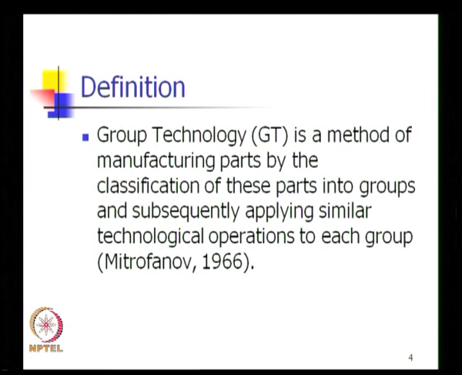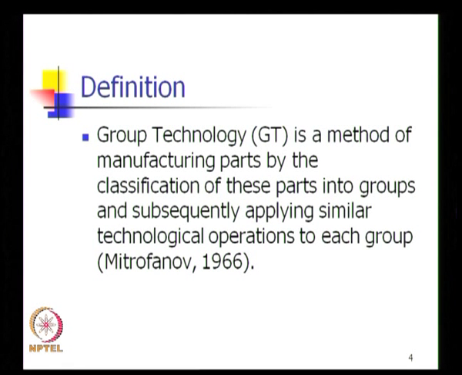A very traditional definition is: group technology is a method of manufacturing parts by classifying these parts into groups and subsequently applying similar technological operations to each group. This definition is given by Mitrofanov in 1966. Mitrofanov is a very famous person who has worked in group technology and cellular manufacturing, and he has also written one of the early books in this field.